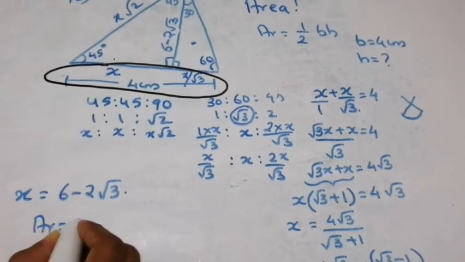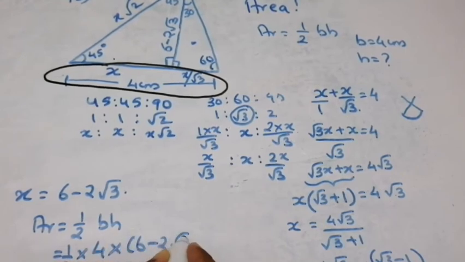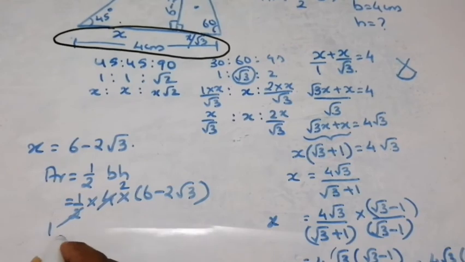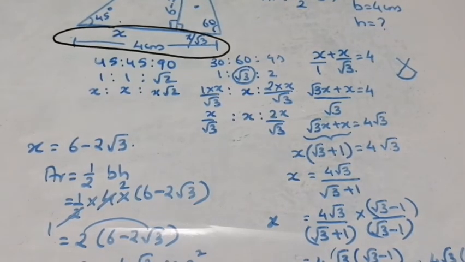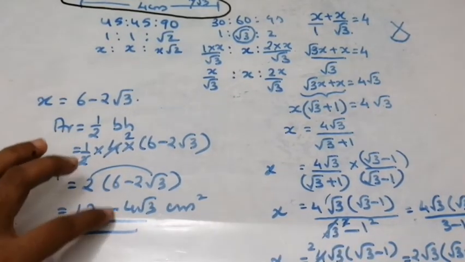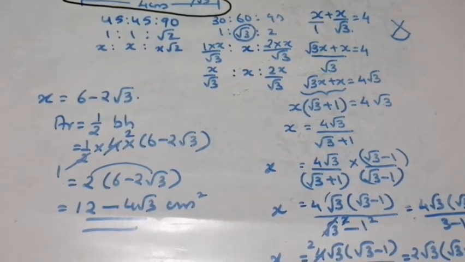So what is the area of the triangle formula? Half base into height. What is the base of the triangle? 4 centimeter, and the height of the triangle is 6 minus 2 root 3. Now this 2 and 4 can be cancelled. So what is remaining? 2 into 6 minus 2 root 3. So how much is 2 into 6? 12 minus 2 into 2, 4 root 3. So this is the answer, centimeter square. I just multiplied the bracket, opened the bracket. So 2 into 6 is 12 minus 2 2s are 4 root 3 centimeter square, and this is the area of the triangle. Okay.